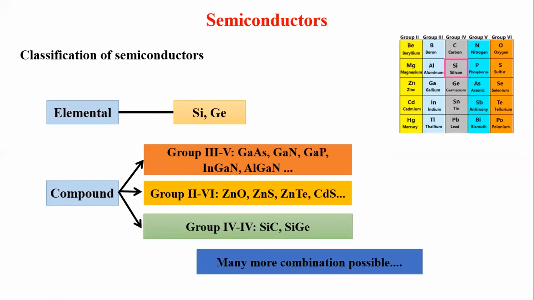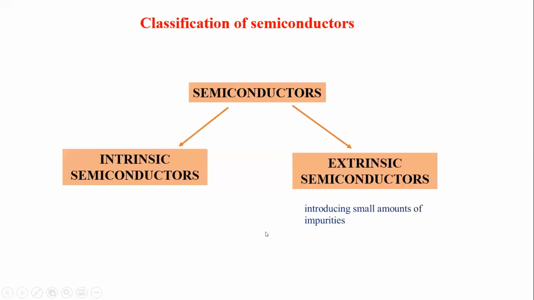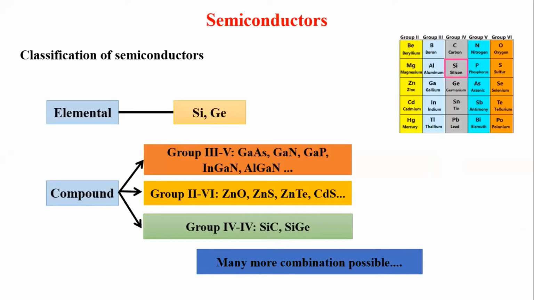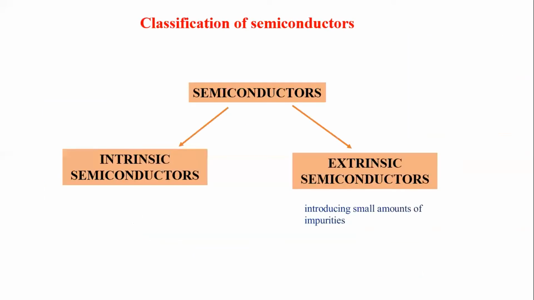Okay, now you can see the TVs are organic LEDs, right? So these are organic semiconductors, right? So many more combinations are possible. All right, let us move on to classification based on their carrier and how they are being prepared.